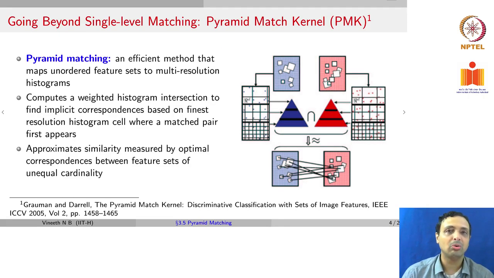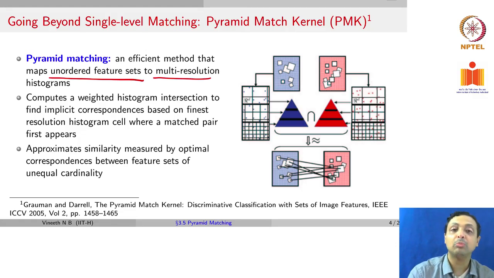Now we'll talk about going beyond single level matching and matching at the level of pyramids, and we'll describe a seminal work in this context known as pyramid match kernels. So pyramid matching is an efficient method that maps unordered feature sets, which is what each image is, into multi-resolution histograms, and then does matching using weighted multi-resolution histograms.